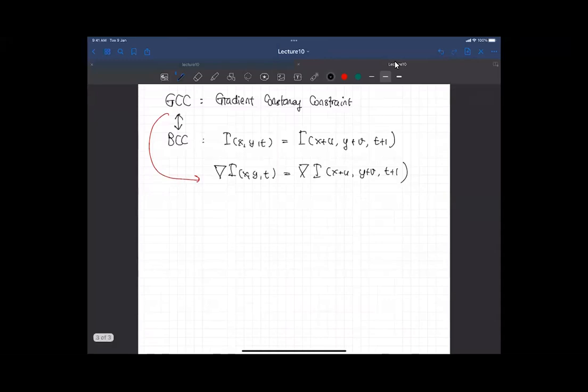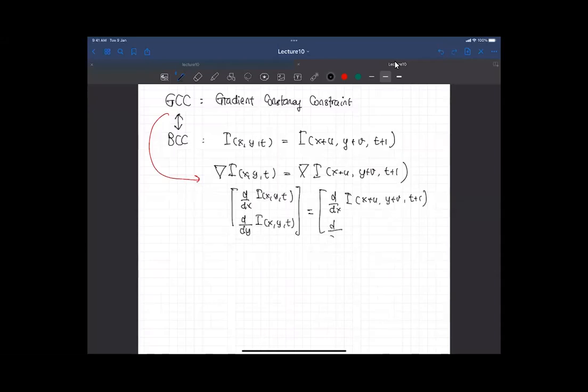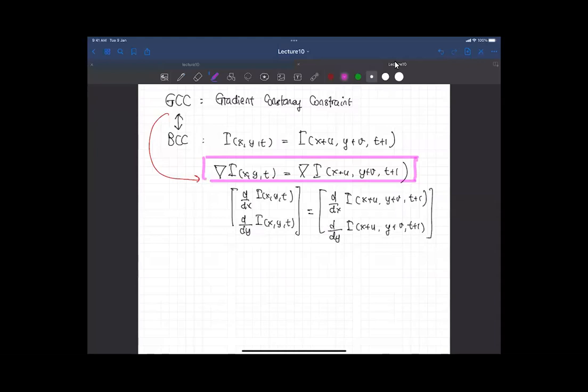If you look at this further, it means that d/dx I(x, y, t) and d/dy I(x, y, t) equal d/dx I(x plus u, y plus v, t plus 1) and d/dy I(x plus u, y plus v, t plus 1). So that is the meaning of this. Again, you have to keep in mind this equation here.